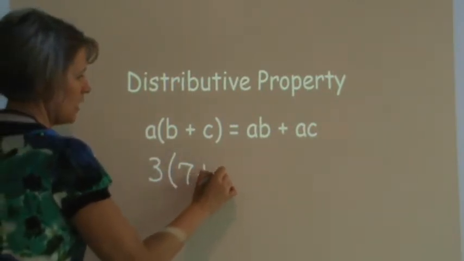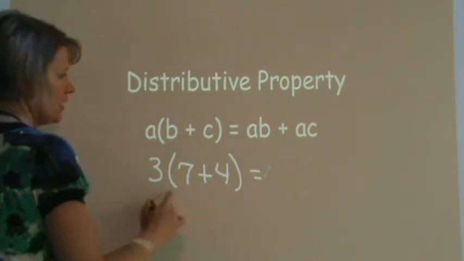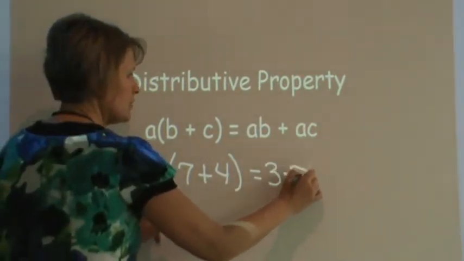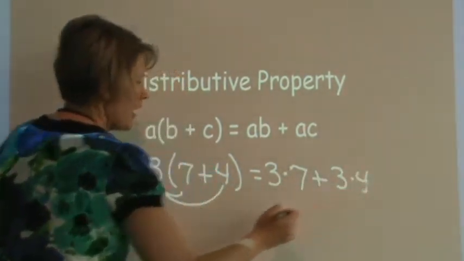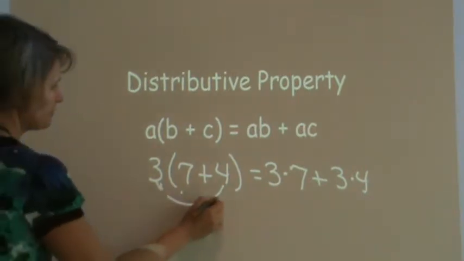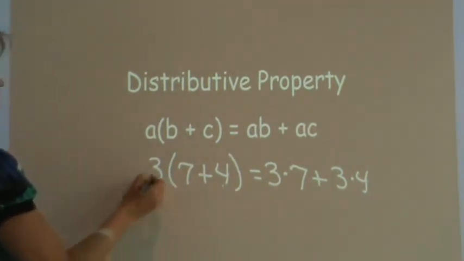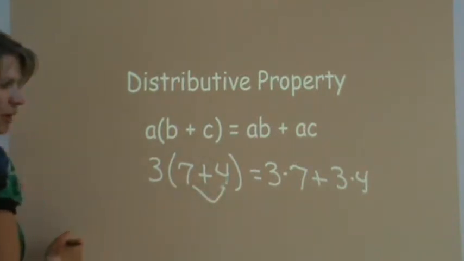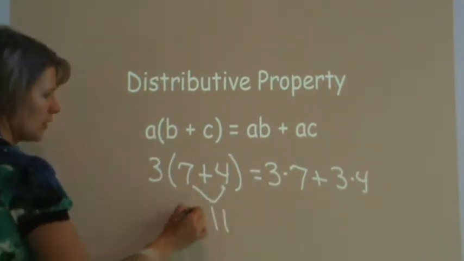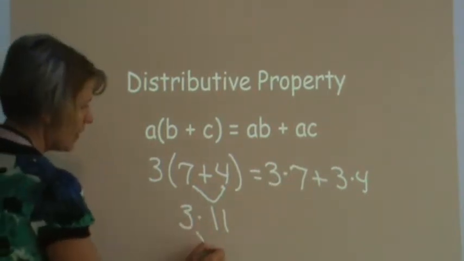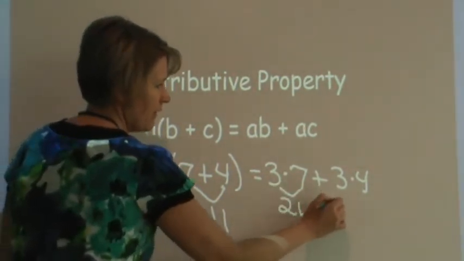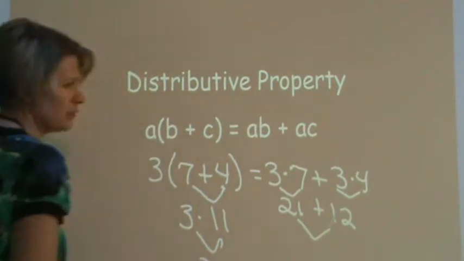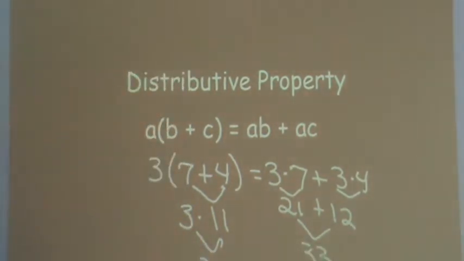times (7 plus 4), it's the same thing as 3 times 7 plus 3 times 4. Because if I did the order of operations on this one, I would go 7 plus 4 is 11. Bring down my times, I can drop my parentheses now, and that's going to get me 33. On this side, order of operations says I multiply, 3 times 7 is 21, 3 times 4 is 12, well 21 plus 12 is also 33. Okay, so it gets you the same answer no matter which way you do that.